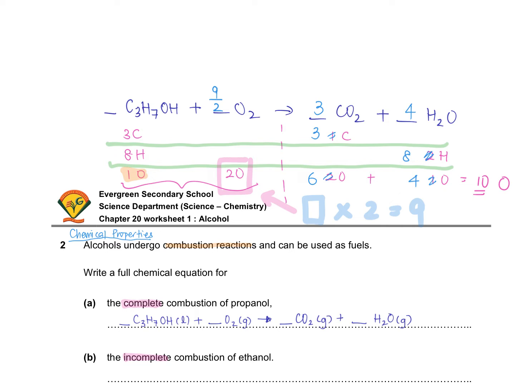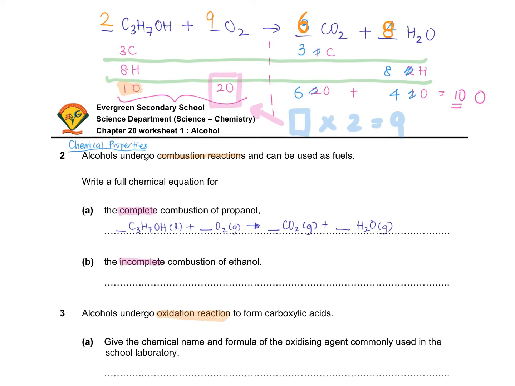Okay, let me change the color. This becomes a 2. So 9 over 2 will then become your 9. Okay, then your 3 times 2 becomes 6. 4 times 2 becomes 8. So when you have your alcohol molecule, you realize that it will be a bit more complicated compared to the one we have learned earlier.